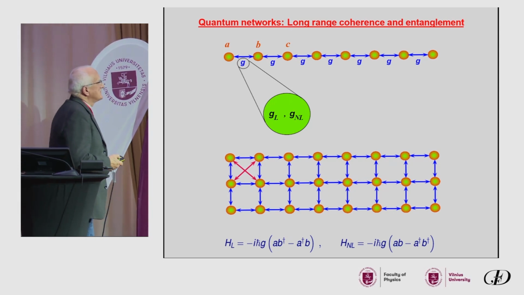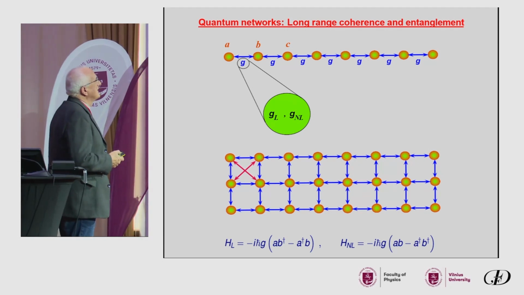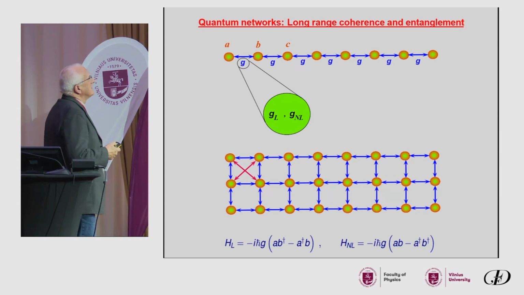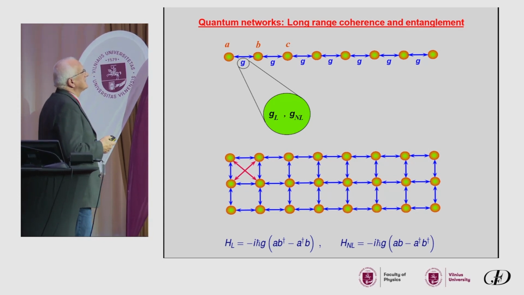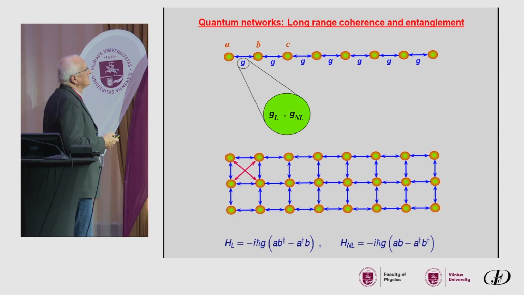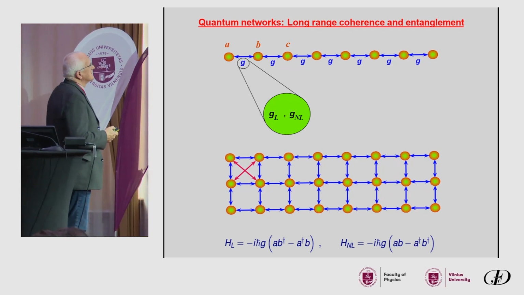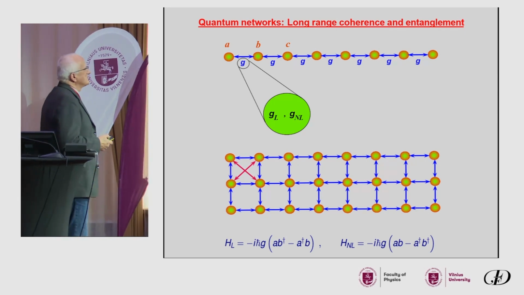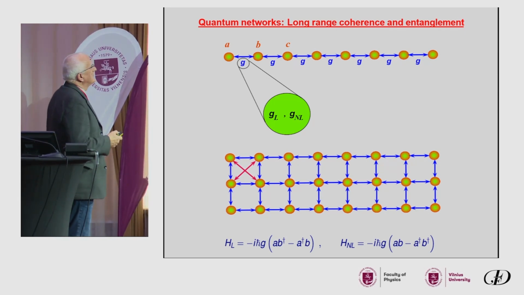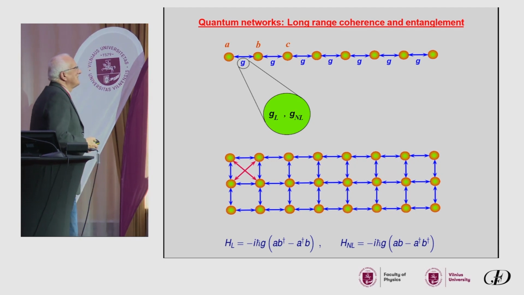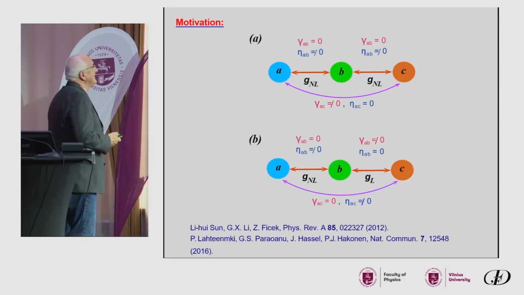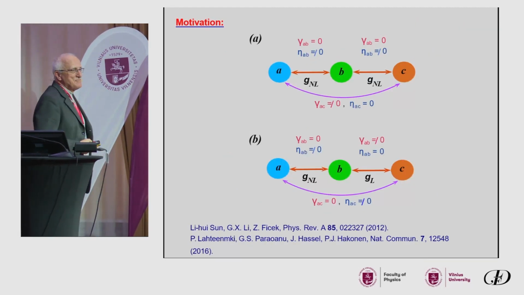So you see, things maybe look very simple. You can think, okay, if I want to create long-range coherence, then I can apply linear couplings between all of these modes here, so I will get a long-range coherence. If I want long-range entanglement, then I will apply nonlinear coupling between each of these modes here, and I will get a long-range entanglement. But in fact, things are not so simple.